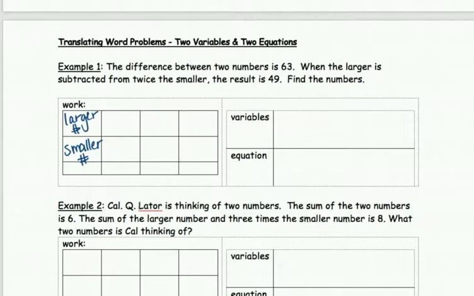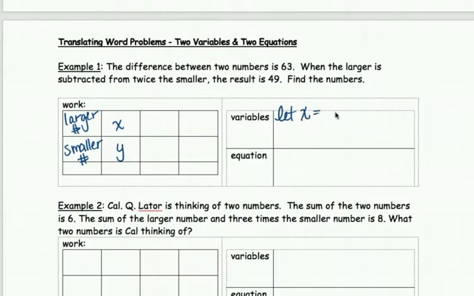Okay, and then now we're going to assign them letters. So again, it doesn't matter if you want to use L and S, or I'm going to just use X and Y. If you wrote smaller number first, that would have been fine. If you wrote larger number next, that's okay too. Just make sure you match up the letters according to what the problem's saying, and you still will get to the same answer as someone beside you who did it the other way.